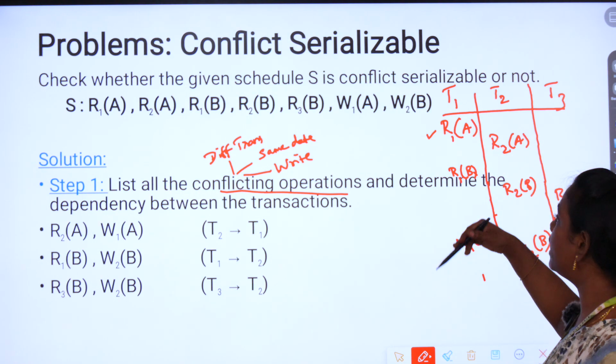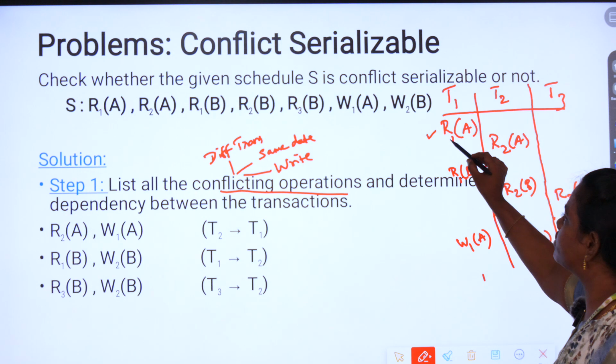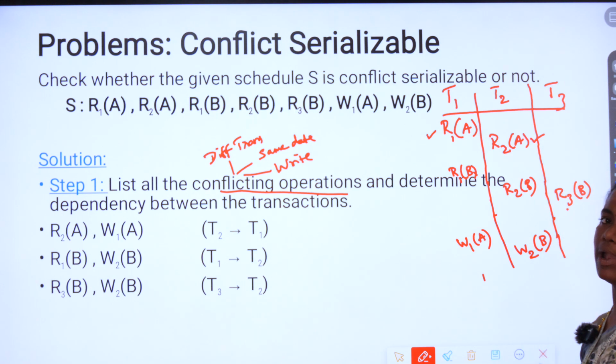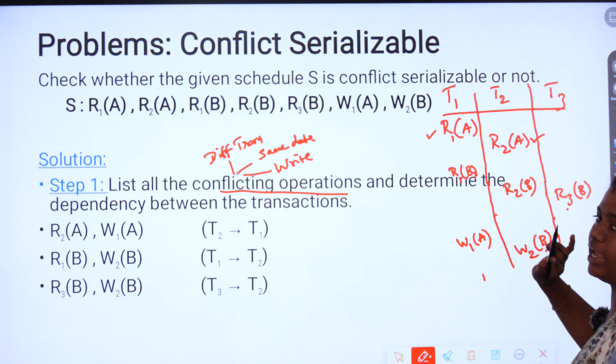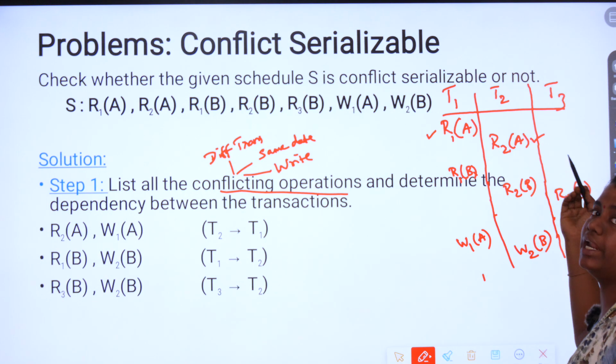Next, I am going to check the next instruction, that is R2 of B. After executing this, in the next cycle it will execute R2 of B. So I am going to check for R2 of A. Here for R2 of A, I need to check with the remaining transactions.